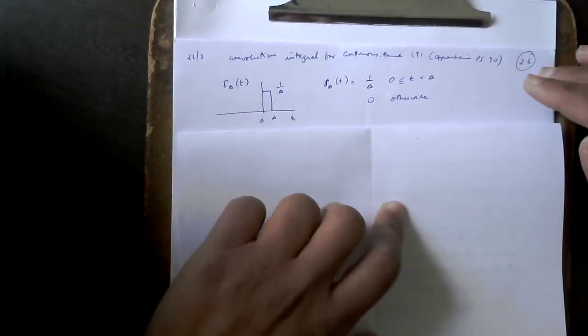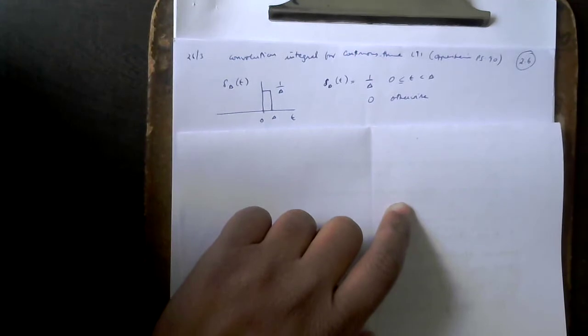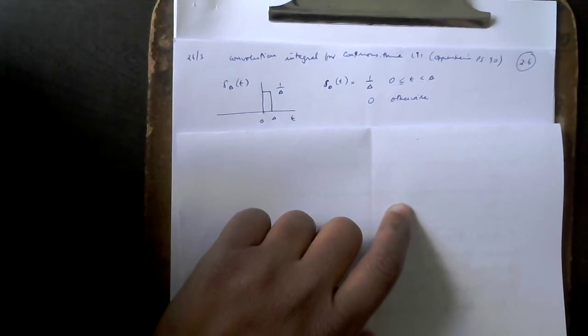Okay, we continue convolution and we will discuss it in the continuous time case. So we had seen how it was developed in the discrete time case, and in the continuous time case it is essentially a similar kind of development.